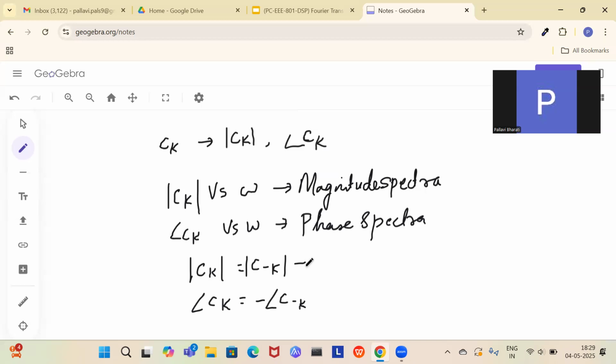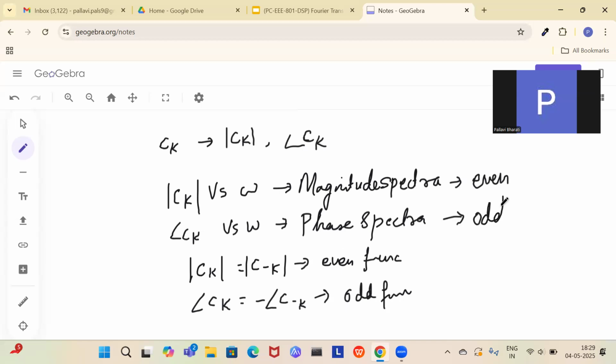So this is the magnitude spectra with respect to omega. Same case this way. So this is an even function of k or omega, and this one is an odd function. So magnitude spectra is an even function, and the phase spectra is an odd function. This symmetry property, you should remember.